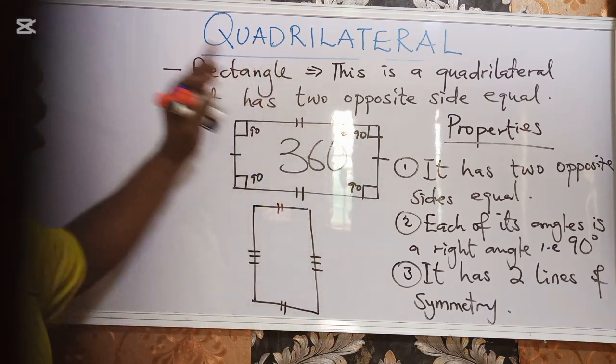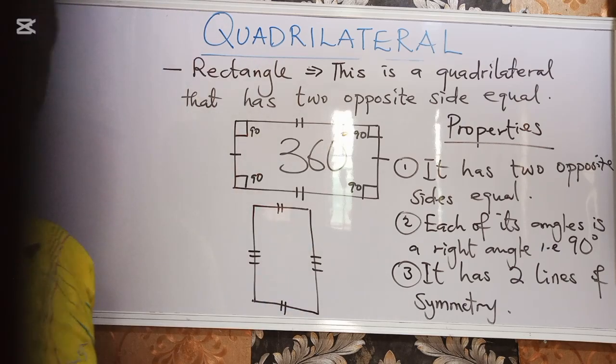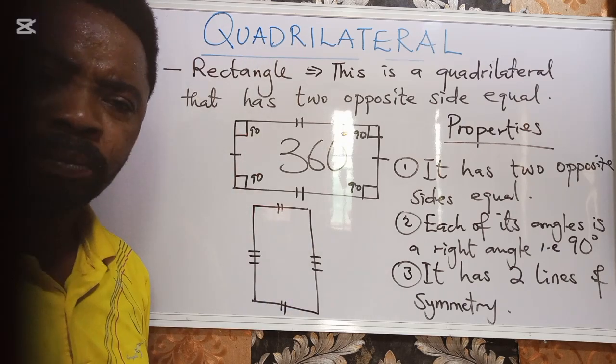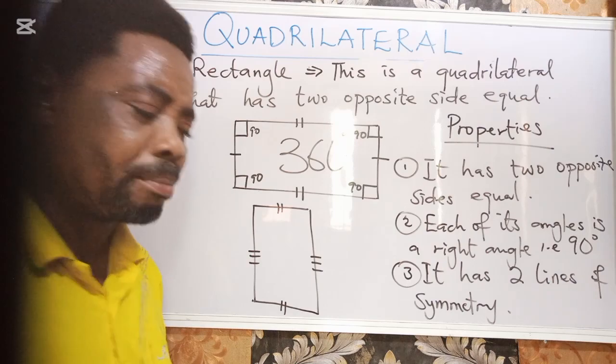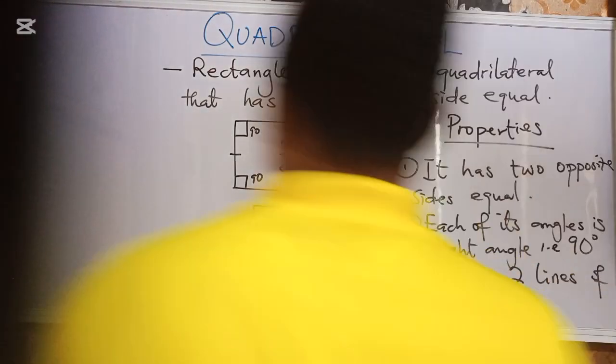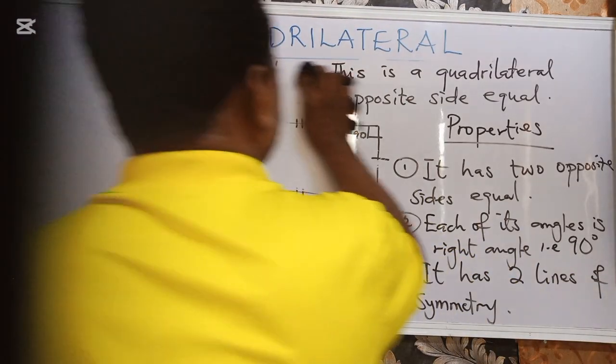So this is all about rectangle. We are done with rectangle. It is very, very simple. Mathematics is always very, very simple. Let's go to the second one. The second one is square.